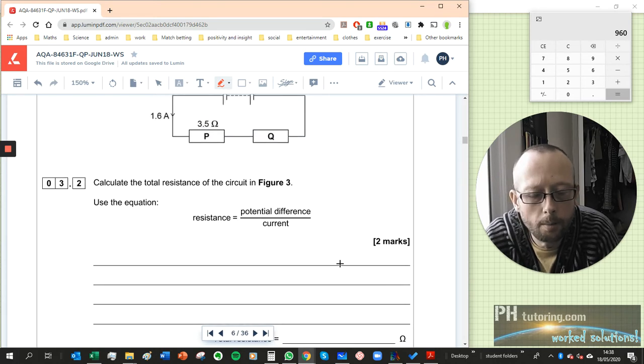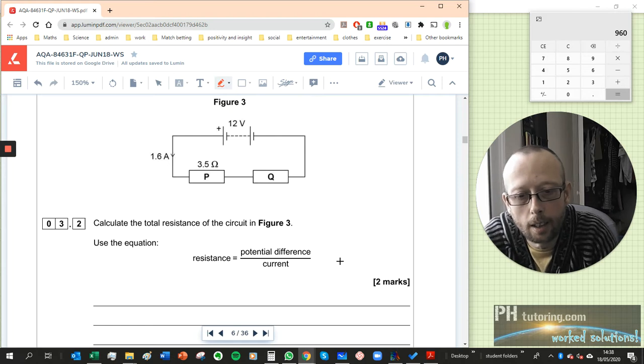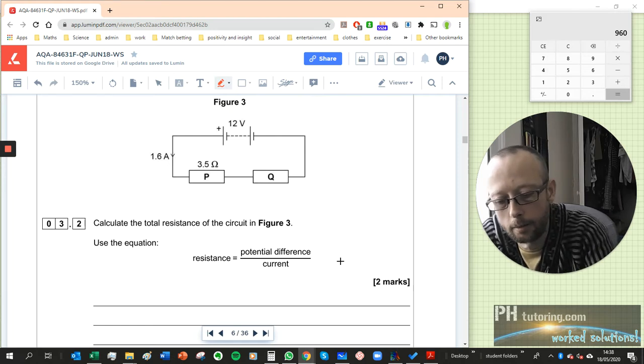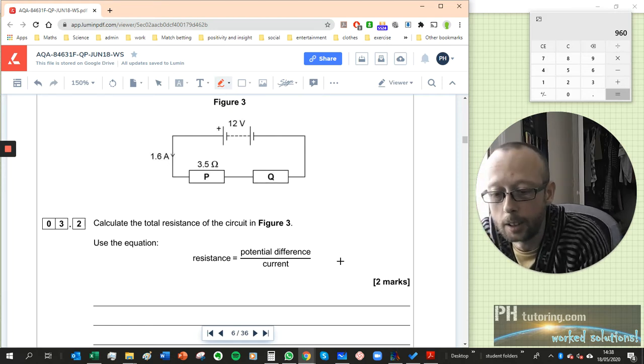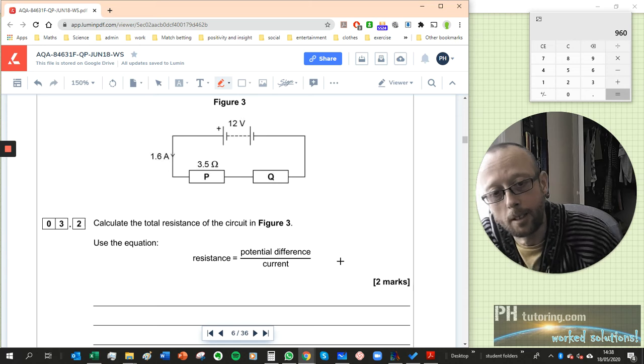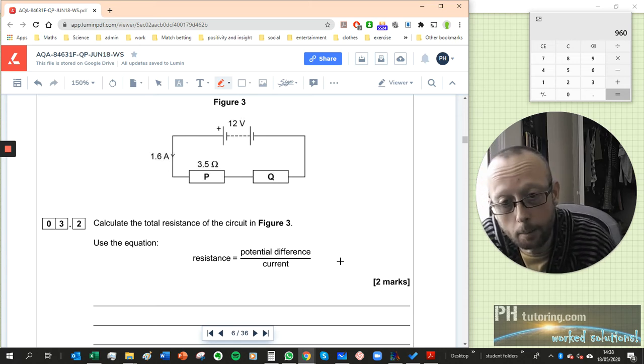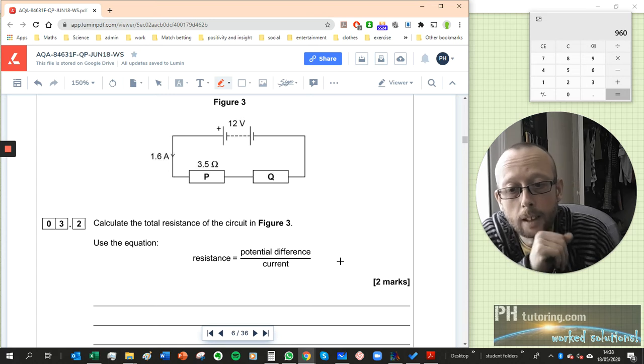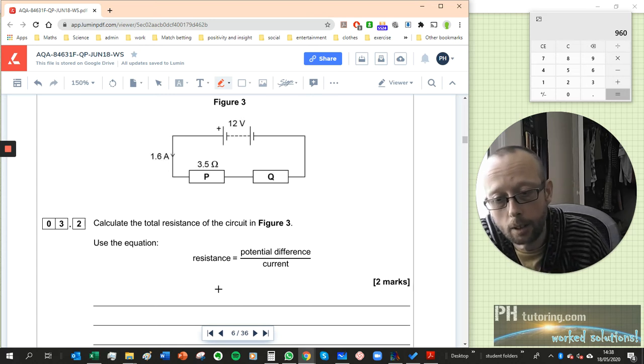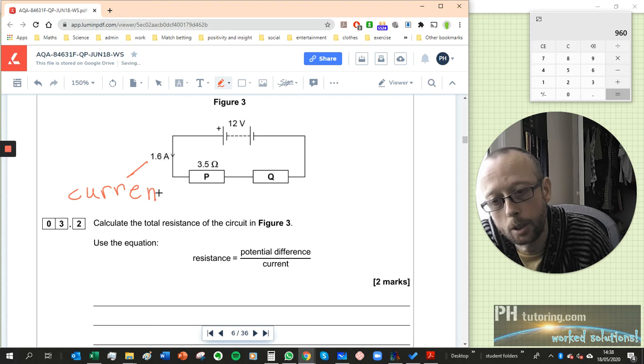Oh, they're giving us the formula again. So again, I don't need to know anything. That's not good timing, is it? I don't need to know anything about the circuit, about electricity, to be able to answer this question, because I've got the potential difference, I've got the current. Well, I need to know that that's current, I suppose. Okay, fair enough. I need to know a little bit about electricity, but not much.